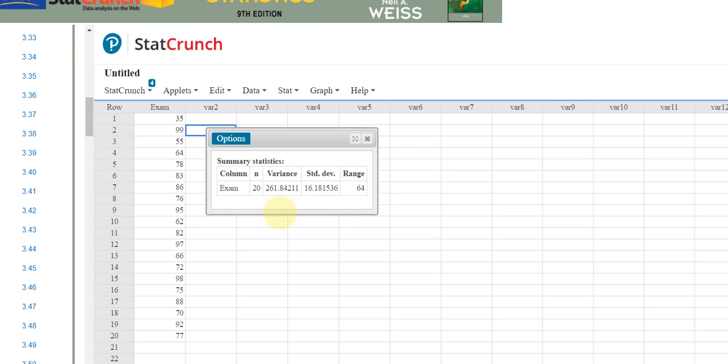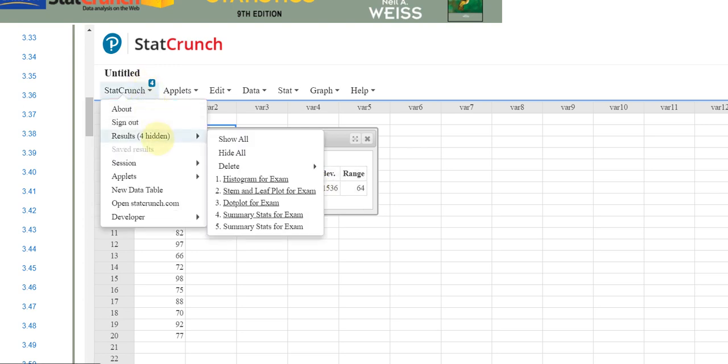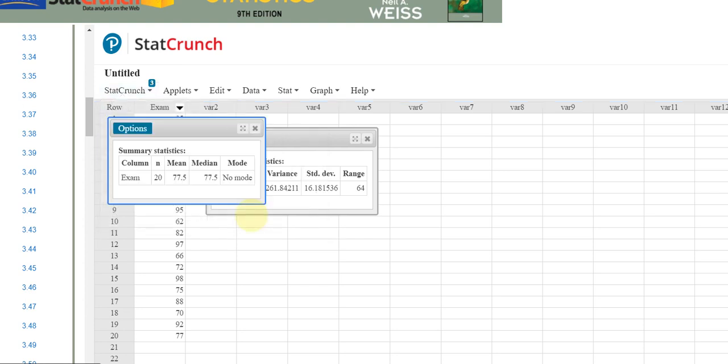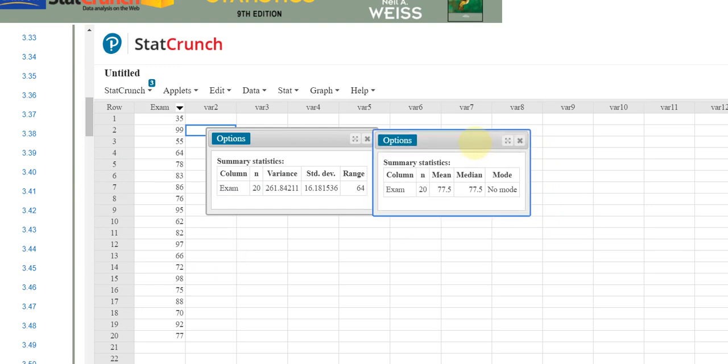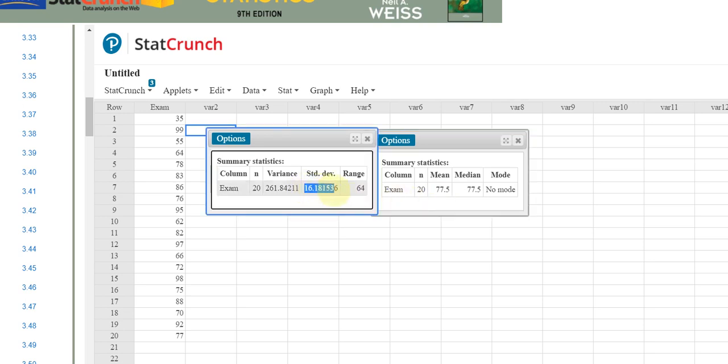So if those were exam scores, a typical deviation here is 16.18. Remember, we found the average to be 77.5 from before. It's still here, my session. There you go, summary stats for exam. Let's put them side by side, and you'll see this. We found the mean to be 77.5. So the typical score on that exam is 77.5, give or take almost 16 points.